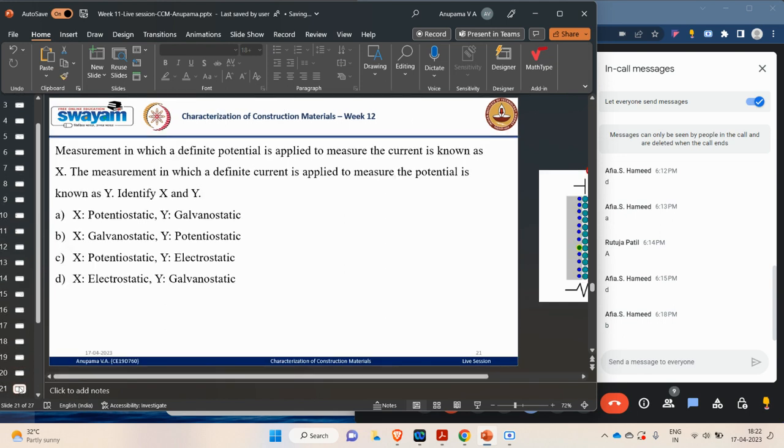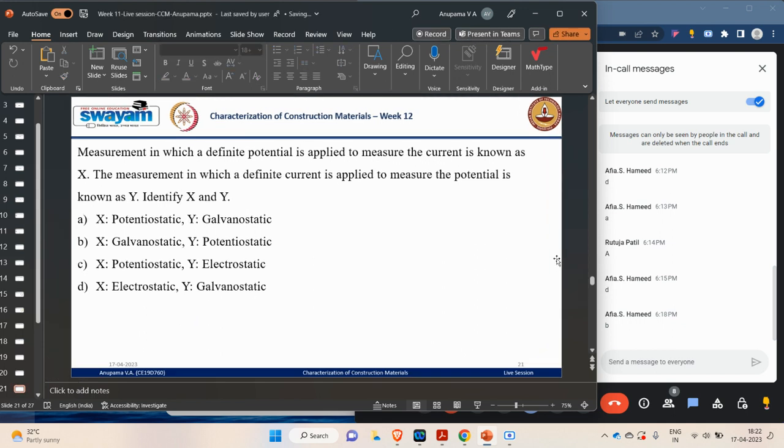Moving to the next question. The measurement in which a definite potential is applied to measure the current is known as X, and a definite current is applied to measure the potential is known as Y. What is X and Y? Potentiostatic and galvanostatic, galvanostatic and potentiostatic, potentiostatic and electrostatic, electrostatic and galvanostatic. So I hope the question is clear.